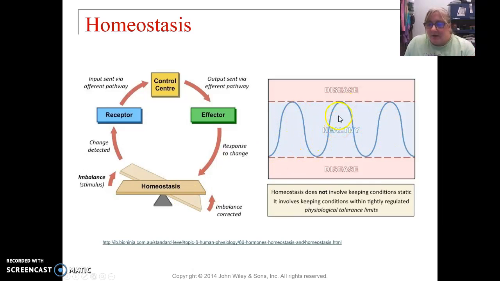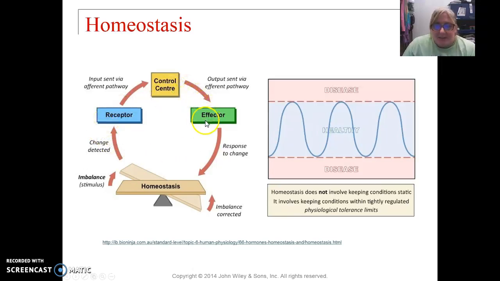So the parameter can vary slightly. So we're not keeping the variable static. It's not going to stay at one area. It might move up, it might move down slightly, but it's not going to go out of whack. That's when we are in problem city, and we're going to end up being diseased or something.